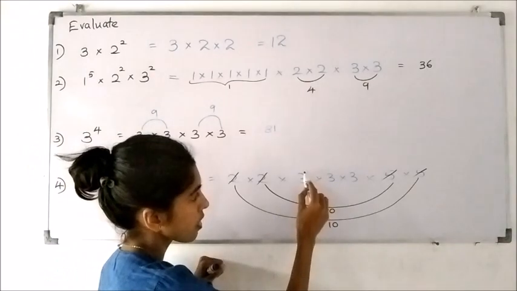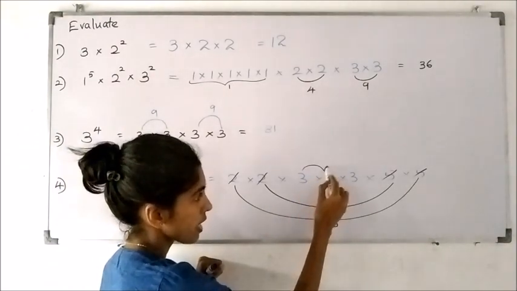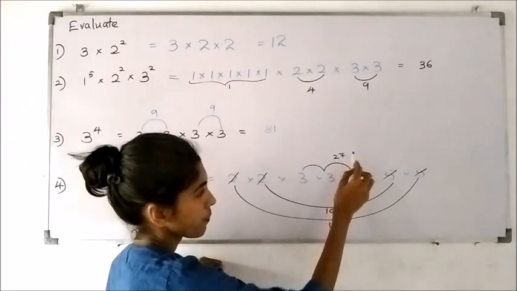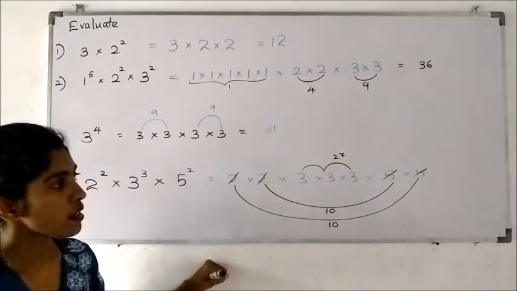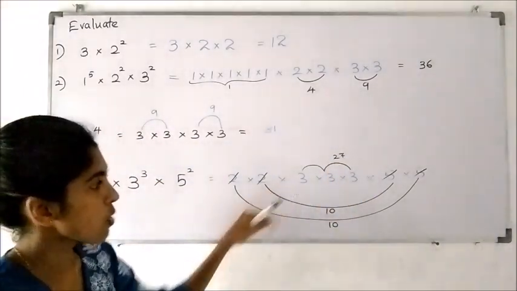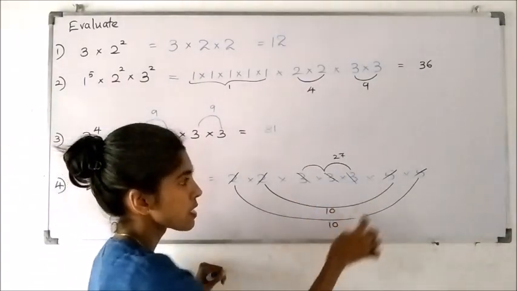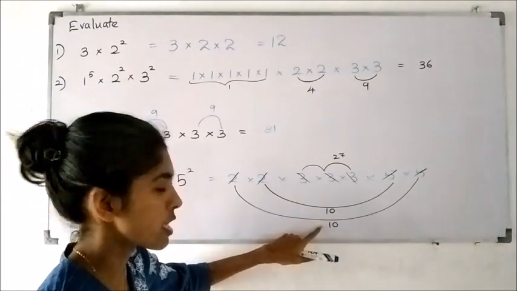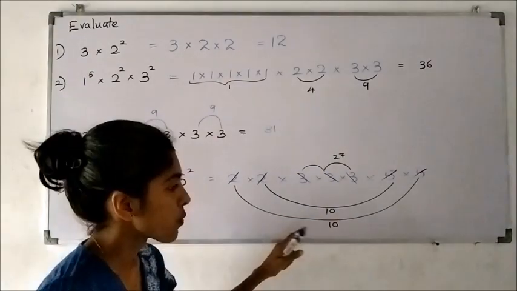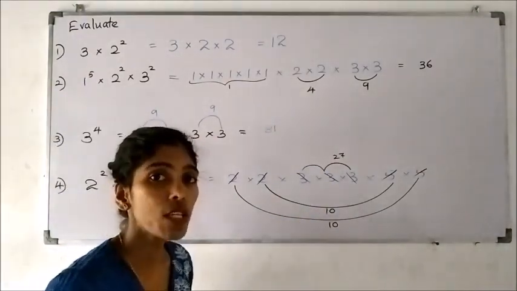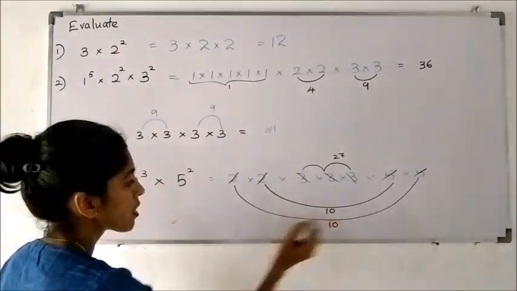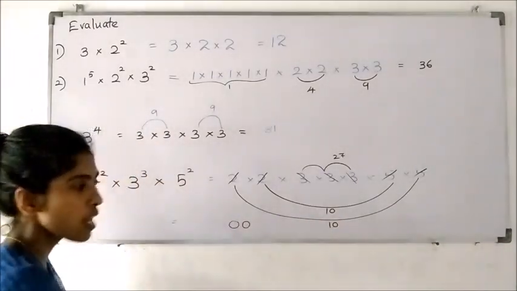Now these three are remaining. 3 times 3, 9. 9 times 3, 27. Okay, then what are remaining as the numbers? Now all these three original numbers are finished. Now remaining 27 multiplied by 10 multiplied by 10. We know that when we multiply by tens, we need to place them at the end, right? So 2 zeros are there now. I am placing them at the end of the number.